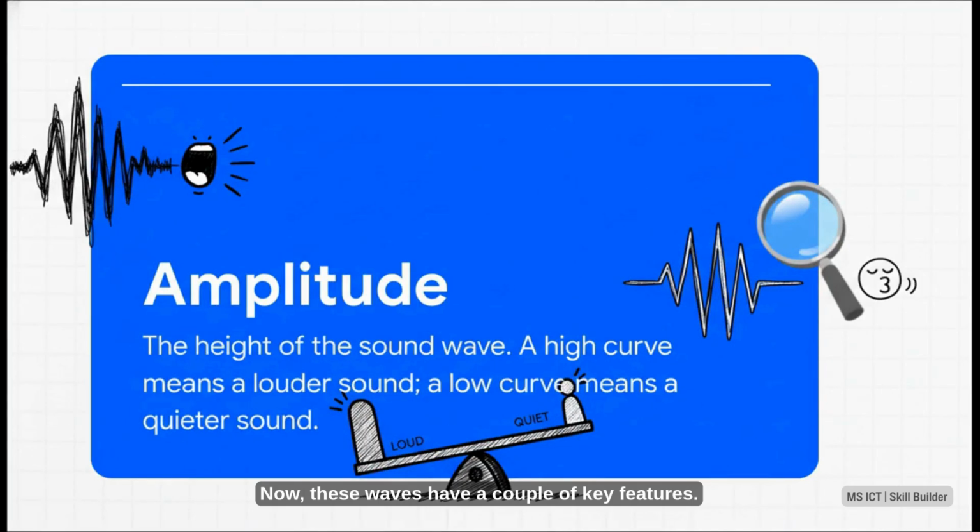Now, these waves have a couple of key features. The first one is called amplitude. And honestly, it's super simple. It's just the height of the wave. The taller the wave, the louder the sound. The shorter the wave, the quieter the sound. That's it. Height equals volume.